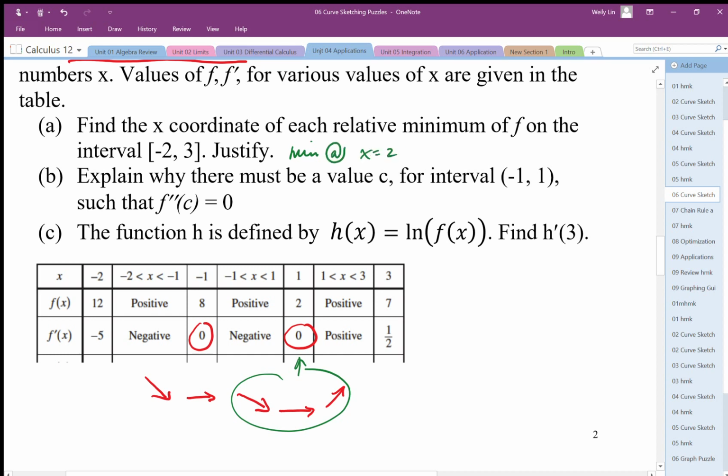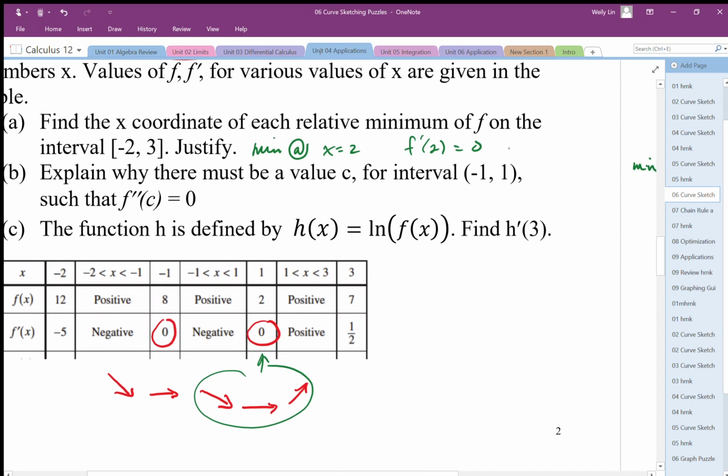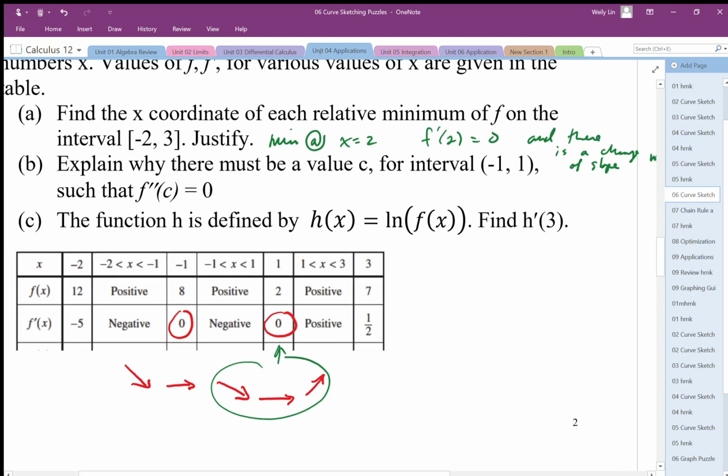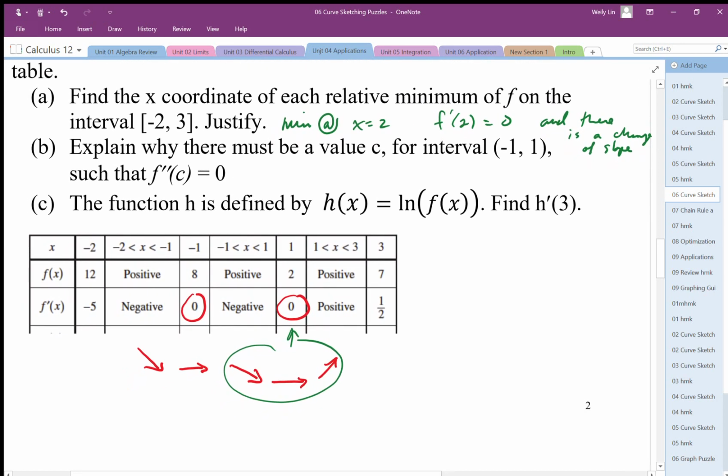The reason why it happens is because f prime of 2 is equal to 0, and there's a change of slope. So there's a change of slope across that point.